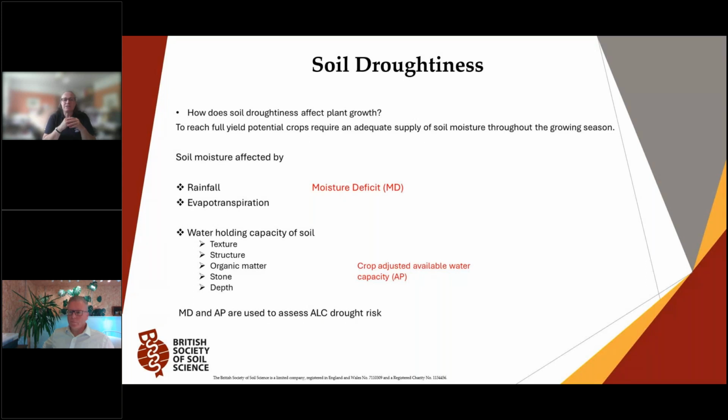And these are calculations that are done in the field, and they are quite complex, and there are computer programs available that will do those calculations for you. But it's the sort of thing that you need to do in the field at the time in order to identify what the droughtiness risk for that particular soil is in that location.